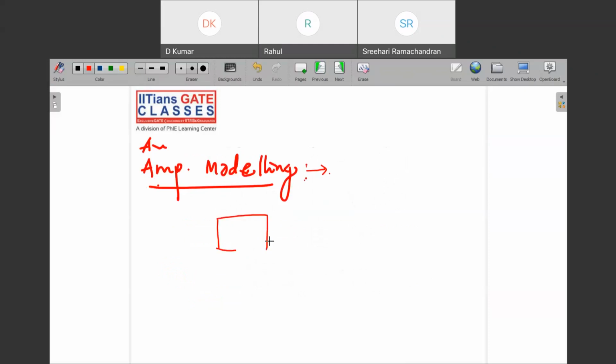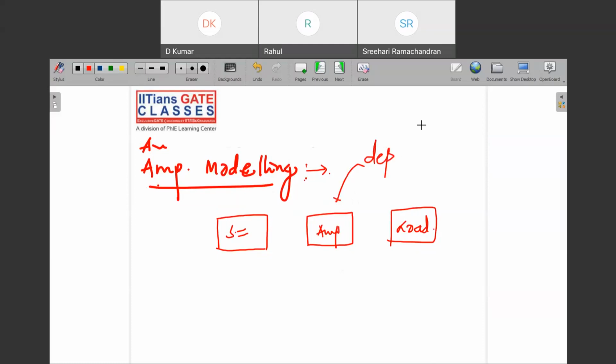So we took three major blocks. The first block was source. Here the source was there, here the amplifier, and here the speaker, or you can say load, right? So we got to know how you can model an amplifier. An amplifier can be modeled with the help of dependent sources.